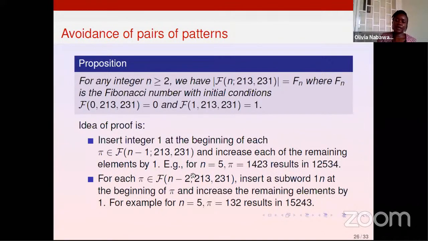And then for length n minus 2, we insert a subword 1n at the beginning of this flattened partition, and then increase the remaining elements by 1. For example, we want to get a flattened partition of length 5 from this one of length 3. So we insert a subword 15 before this pi, and then increase each of the elements in pi by 1 to get 1 5 2 4 3. So that's how we construct these flattened partitions avoiding this pair.